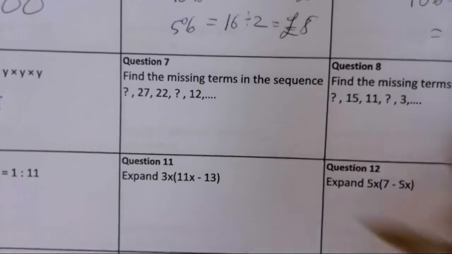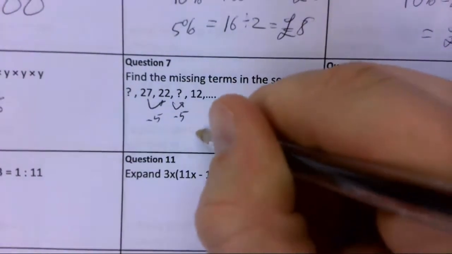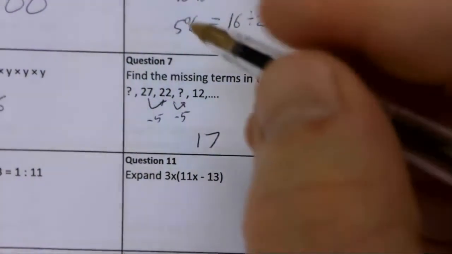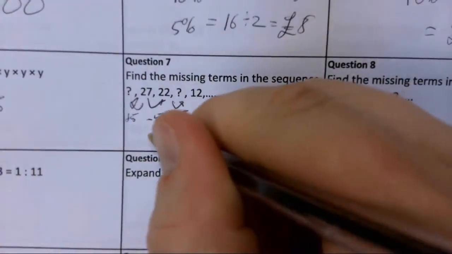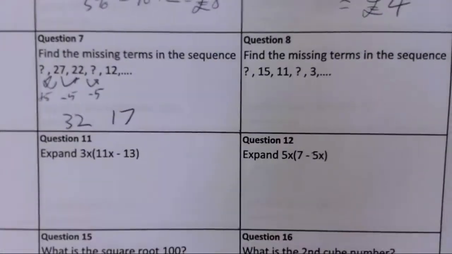Find the missing terms. This one is going down 5, so I need to keep that going. Down 5, that would be 17 there. Up 5 this way. If it's going back that way, I'm going to need to go up 5 to find the one before, and that would be 32. So 32 and 17 are missing.